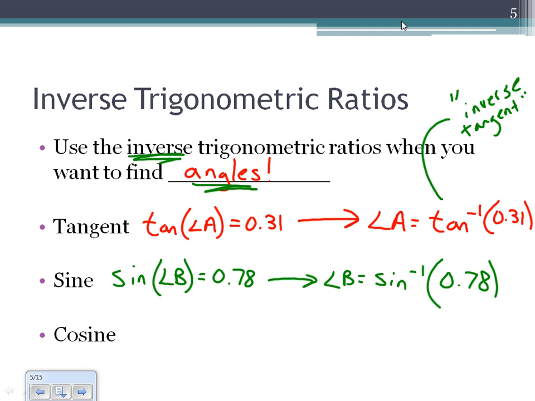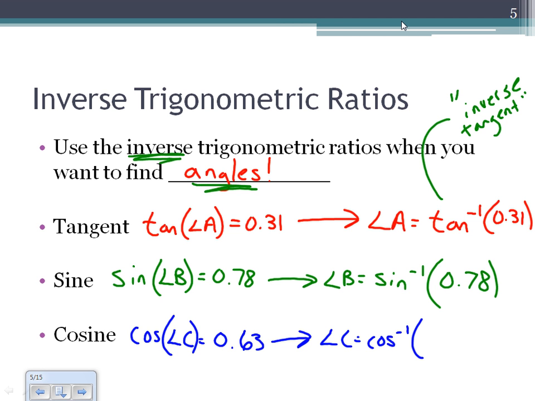If I give you cosine of angle C is equal to 0.63, what would it become? Good. Perfect. Mario, pay attention, all right? Going to check that calculator. Okay? So this is how we set these up.